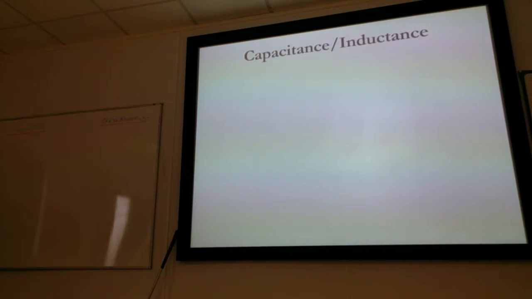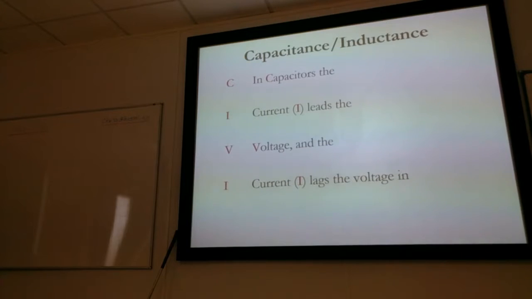Again, so what? Easy way to remember which way round it goes. In capacitors, the current leads the voltage, and the current lags the voltage in inductors. CIVIL. Capacitors, the current leads the voltage, and the current lags the voltage in inductors. The voltage is normally the datum, and we measure which has shifted from there, whether it's gone in advance of it or behind it.